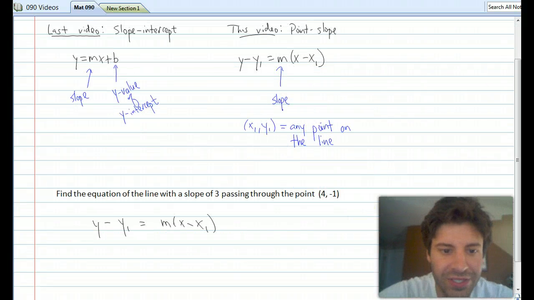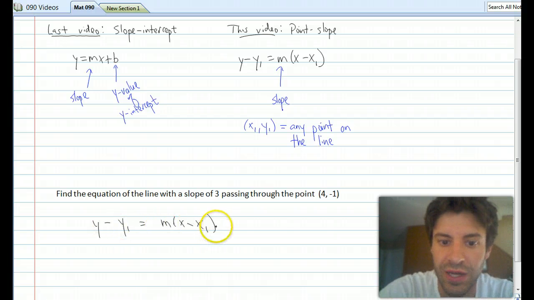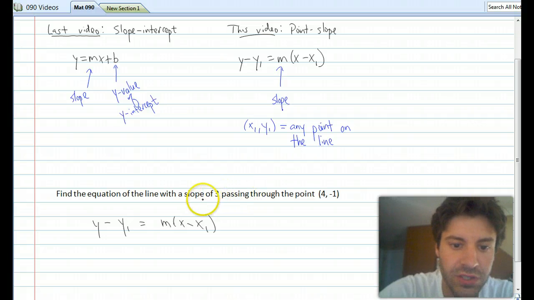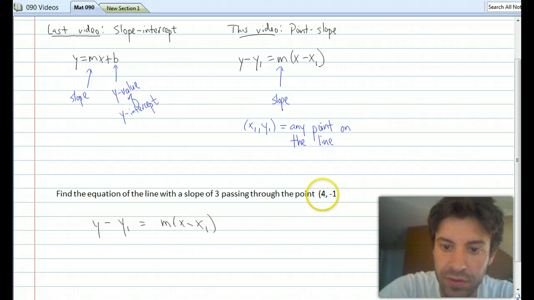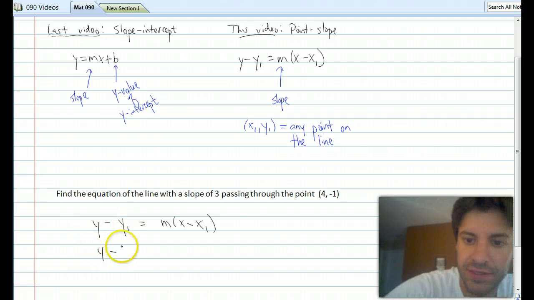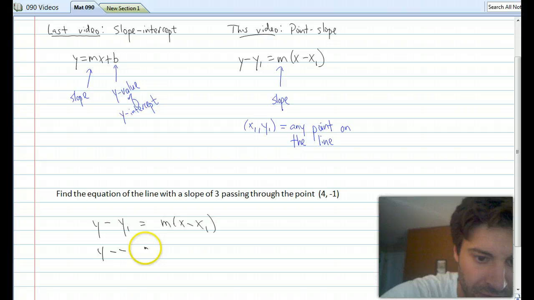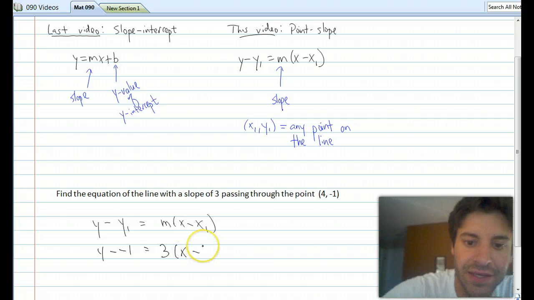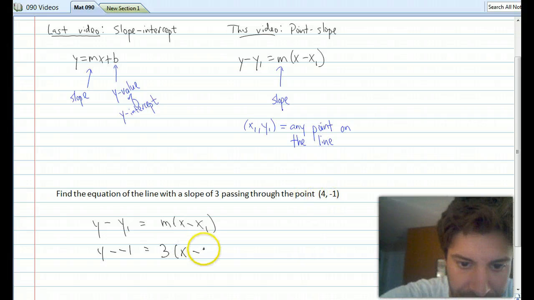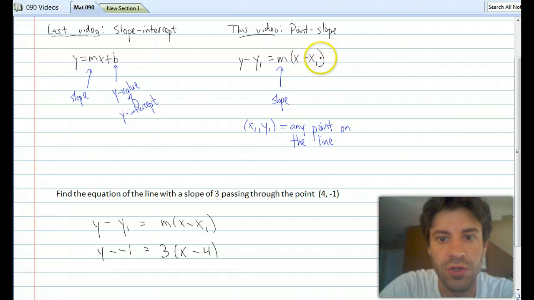Let's do it. So I copied down the point-slope equation right here. And all we have to do to find the equation of our line is plug in 3 for our slope, that's m, and plug in 4, -1 for our x1 and y1 values. Let's do it. y minus, now y1 is -1, so we actually have a minus a -1, equals m is 3, times x minus an x1 is 4. So all we did was copy down the information given into our point-slope equation.